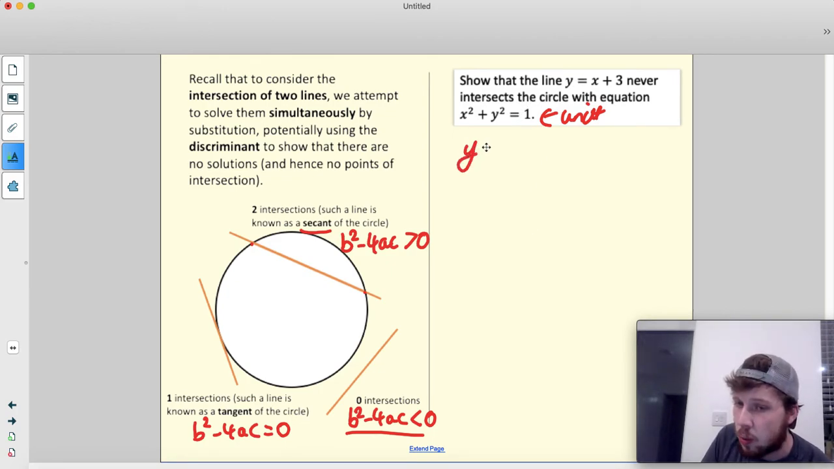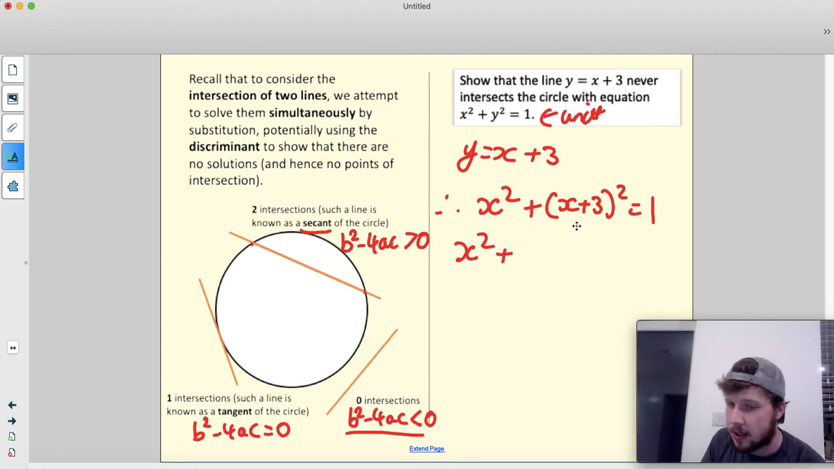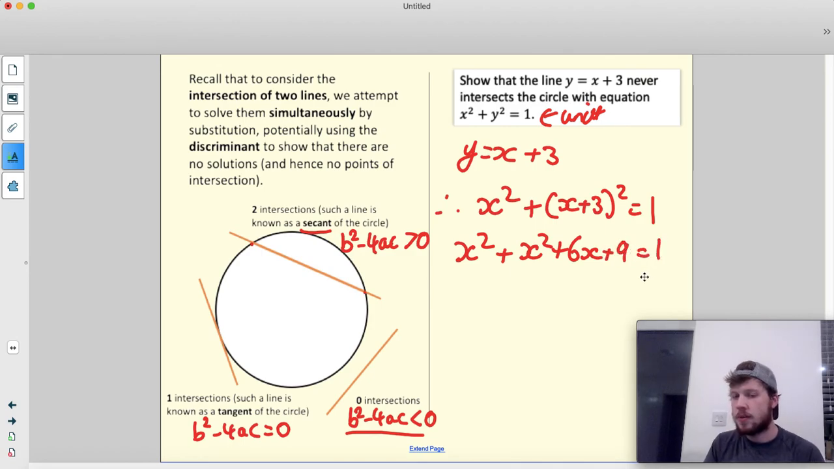I already know y equals x plus 3, so therefore when I substitute it in for my y value, that's going to give me (x + 3) squared equals 1. I'm starting to see a quadratic drop out now because I've got x squared. Expanding this is going to give me x squared plus 6x plus 9 equals 1.